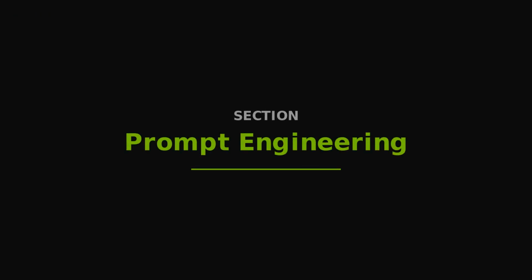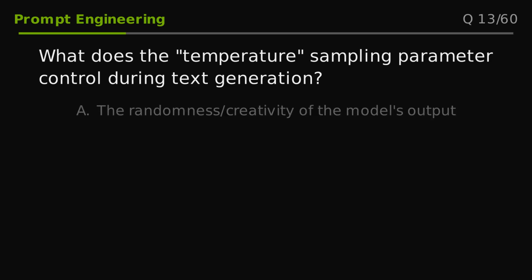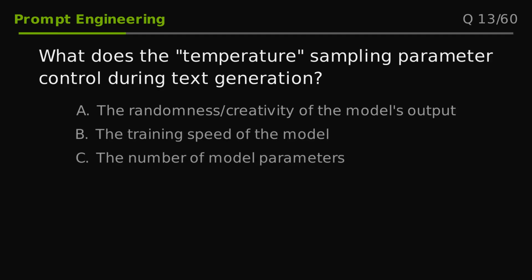Prompt engineering. Question 13. What does the temperature sampling parameter control during text generation? Option A. The randomness or creativity of the model's output. Option B. The training speed of the model. Option C. The number of model parameters. Option D. The size of the context window.